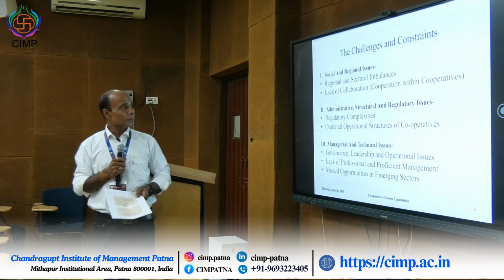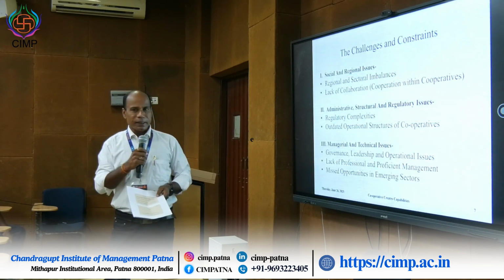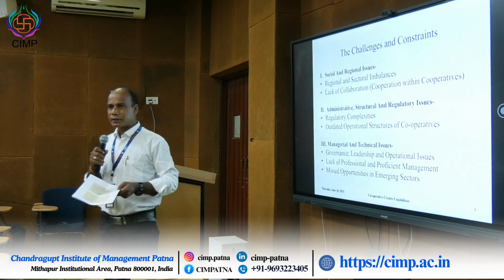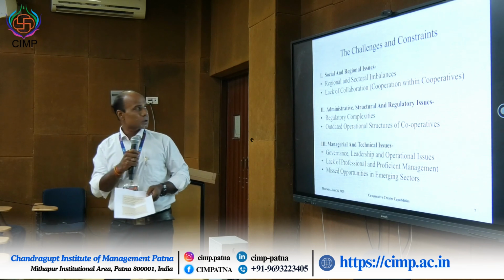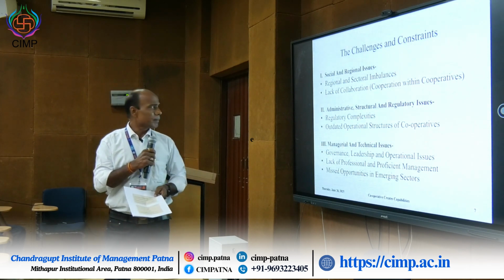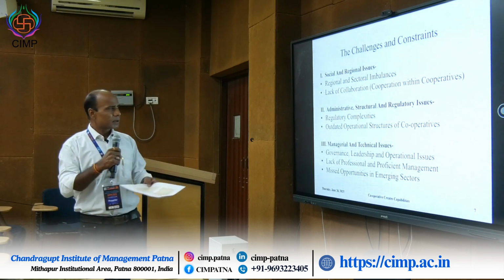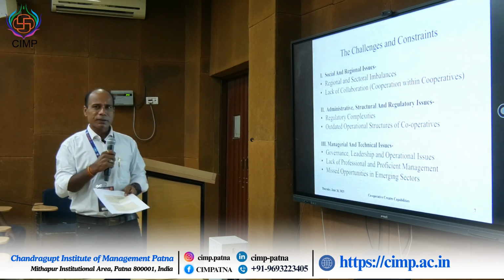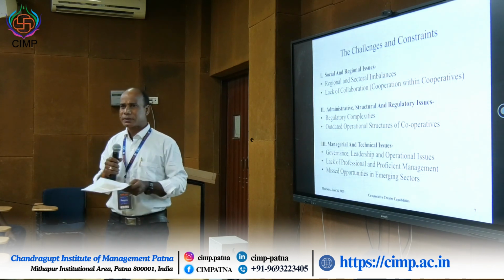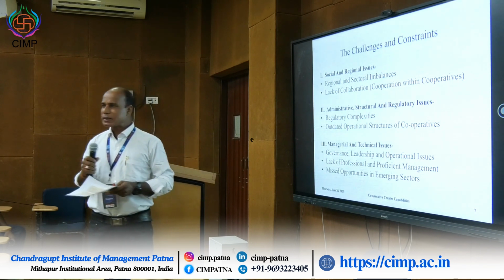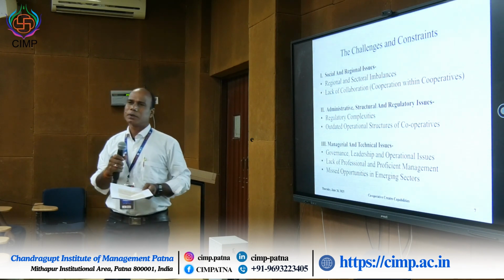Next, the challenges and constraints. If there is an institution, then there are challenges and also opportunities. The challenges and constraints are social and regional issues, regional and sectoral imbalances, lack of collaboration and cooperation within the cooperatives, administrative, structural and regulatory issues, regulatory complexities. There is some difference between the central and the state, so there is a disparity between state policies and central policies.